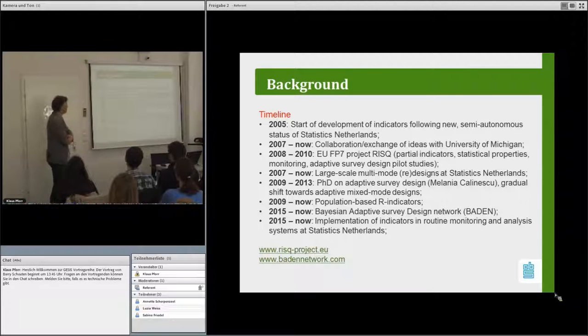This is basically a timeline, so there's a lot of information there. I'm not going through all of this. Why did we start looking at these kinds of indicators some years ago? Well, at roughly 2005, Statistics Netherlands became a more or less autonomous institute. At the time, that meant that we had to find our own performance indicators. We had to judge ourselves how well we were doing. Management said that one of the key performance indicators should be the response rate, and that in the coming years we should increase it by 1% every year.